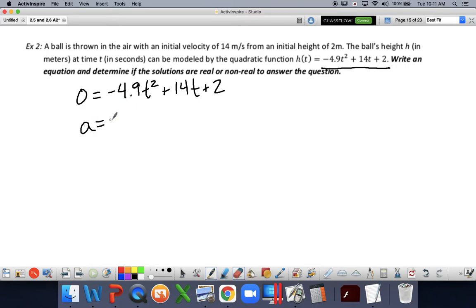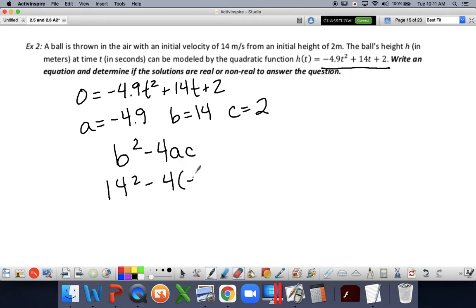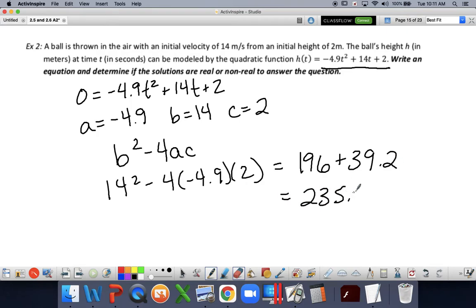But here I can pull out that my a is negative 4.9, my b is 14, and my c is 2. So if I calculate b squared minus 4ac, a negative times a negative is going to end up being a positive number. I get 196 plus 39.2. That equals a big positive number. So that means I'm going to have two real solutions. So that tells me when I came up with this word problem out of thin air, I did a good job. I picked numbers that will give me real solutions.